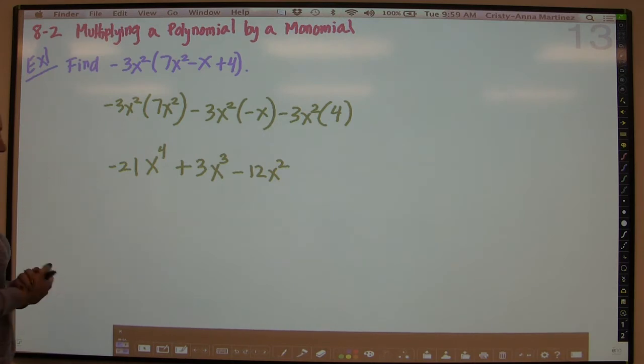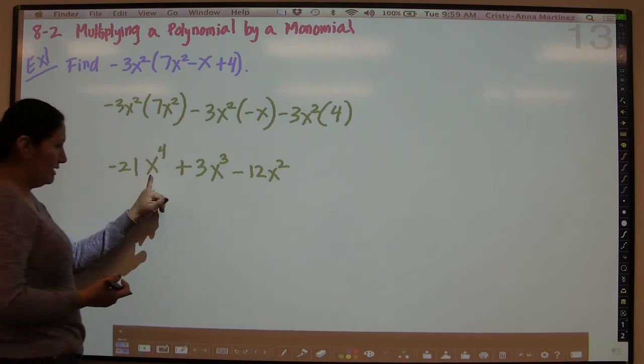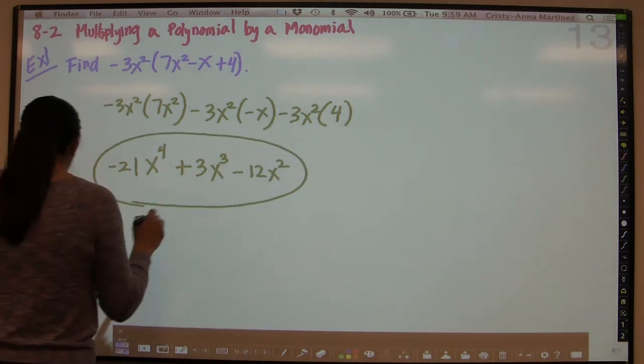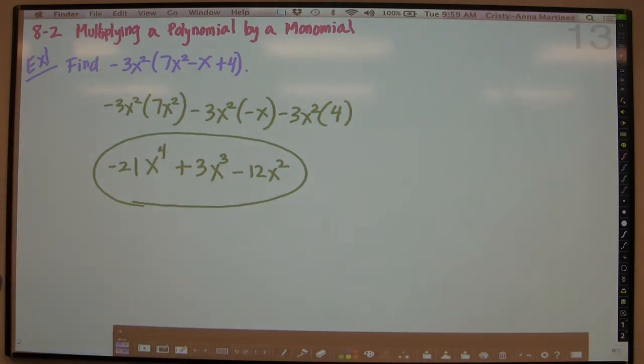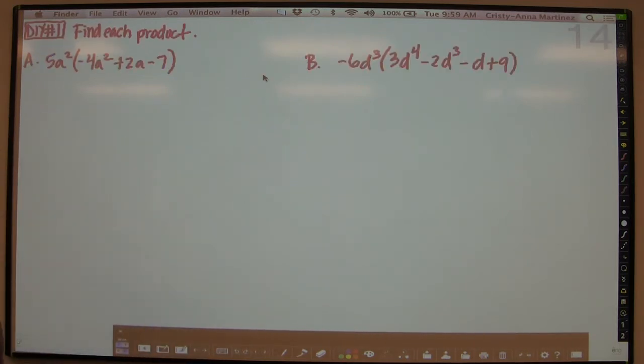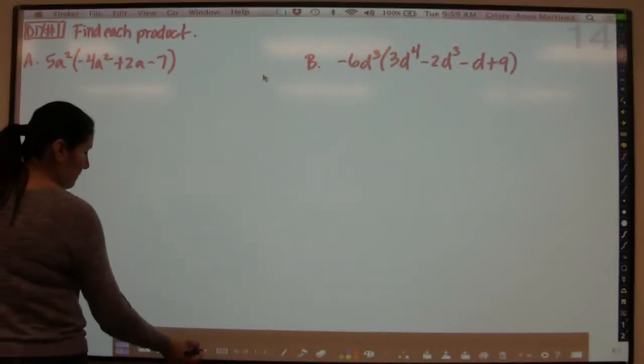It is already in standard form because x to the fourth is the leading degree there. So there's your answer: negative 21x to the fourth plus 3x cubed minus 12x squared. So now we're going to ask you to find each of these products in much the same way before we move on to the next example.